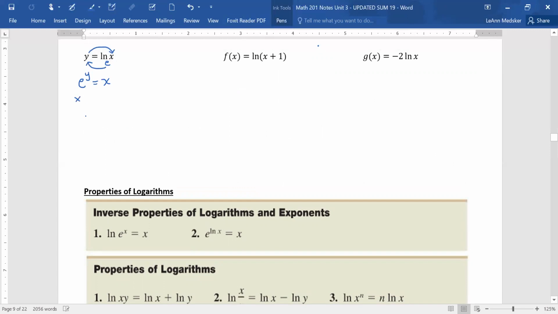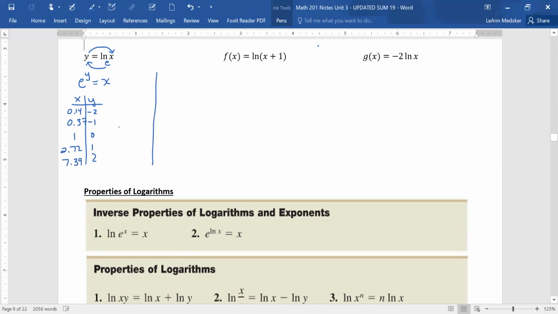And then once you have that, you're going to plug in y values for your exponent. So this is -2, -1, 0, 1, 2. And these are the same values we got before: 0.14, 0.37, 1, 2.72, and 7.39, because we're just using our e to the power button.